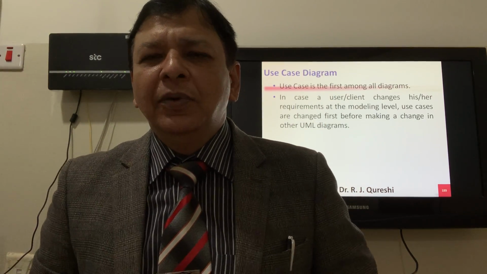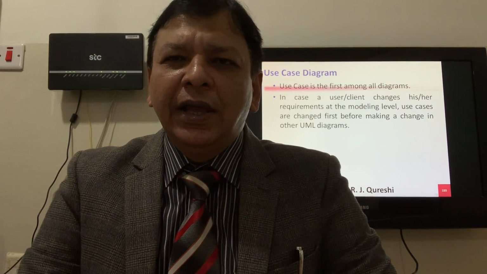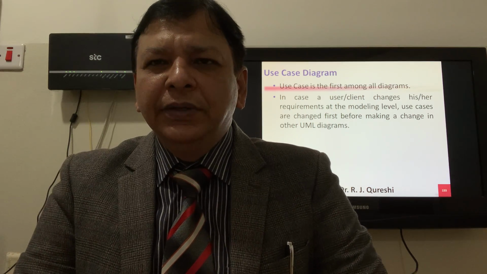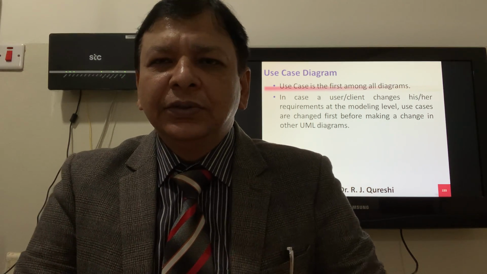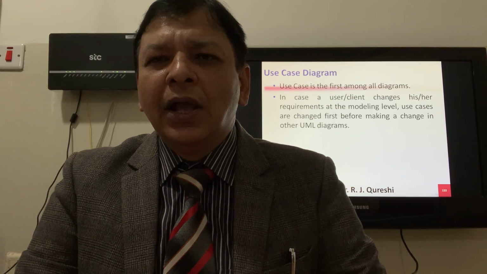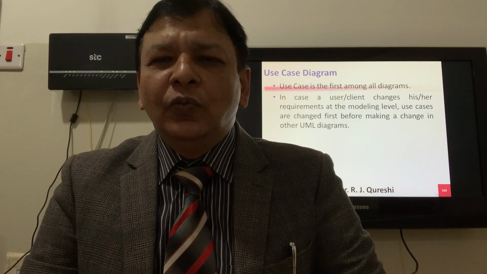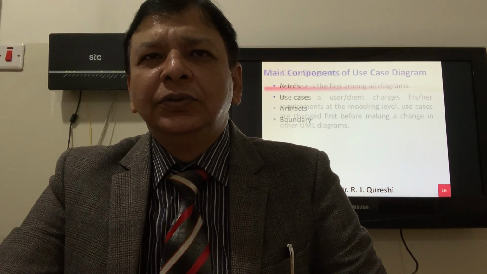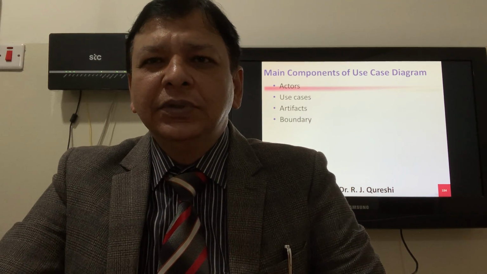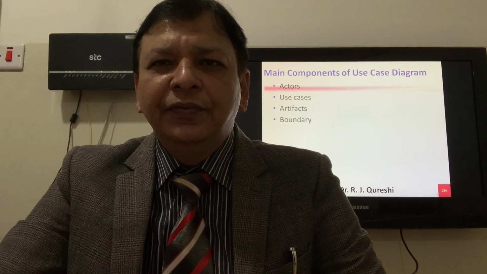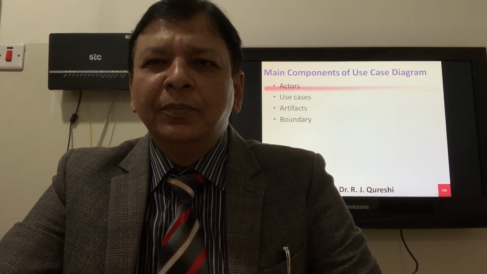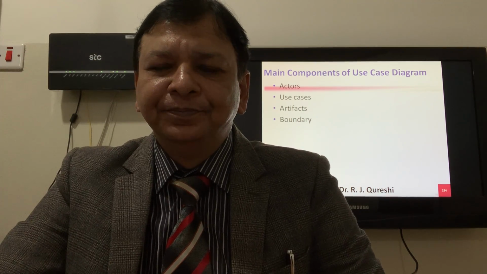Now comes the static modeling. The use case is the first diagram among all diagrams, in which we have requirements. We already gathered the requirements using the requirement gathering techniques, and we have the use case as functionality. So what are the main contents of a use case diagram? We have actors, use cases, artifacts, and a boundary. These are the four main components of a use case diagram.